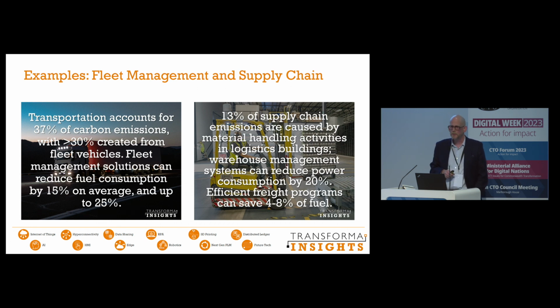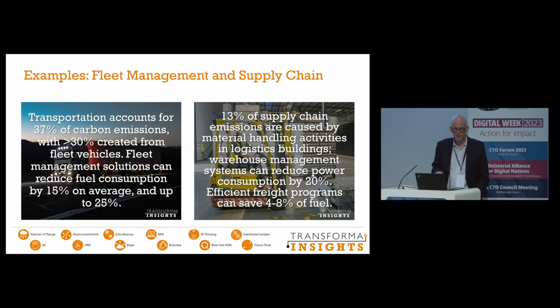The next couple, fleet management and supply chain, these two go rather well together, and they're often adopted in parallel. But fleet management specifically is related to the distribution of goods. Increasingly important. Over the COVID period, we saw in many countries a shift towards much more online purchases, and therefore much more distribution as a result, and probably less, in fact almost certainly less efficient distribution. And the transportation industry accounts for, as we can see up on there, 37% of carbon emissions, and greater than 30% of it created by vehicle fleets.